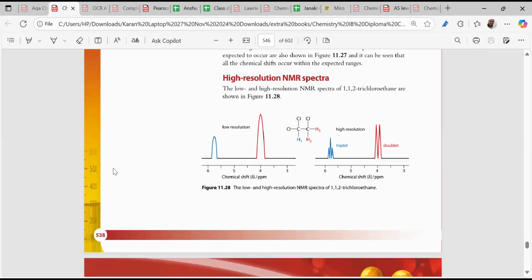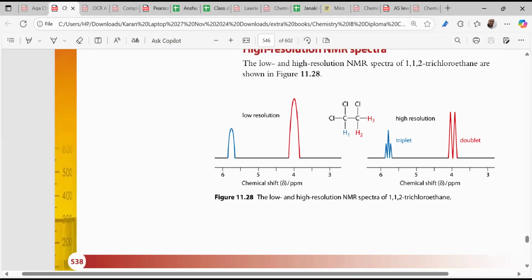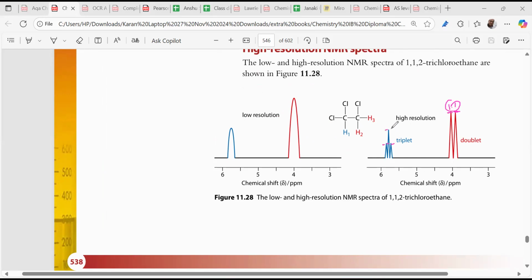Now, can you see an interesting observation? The doublet is almost 1:1, equal size. The triplet is having something like 1:2:1. Can you see this height? Why? Do we have a shortcut?